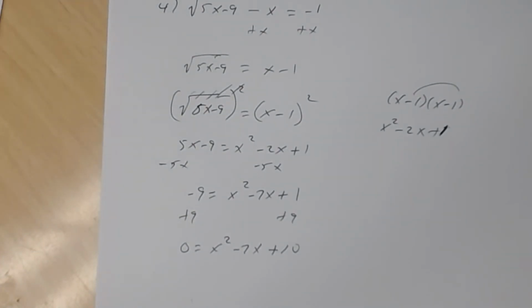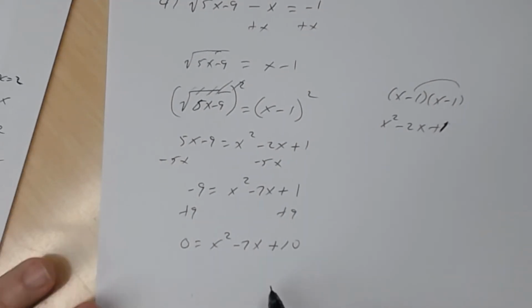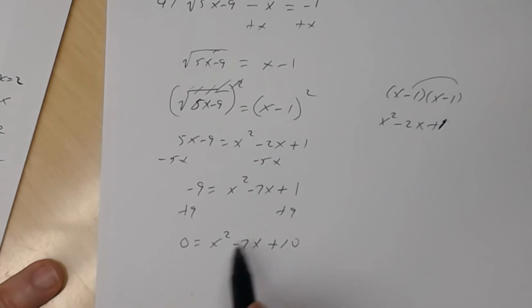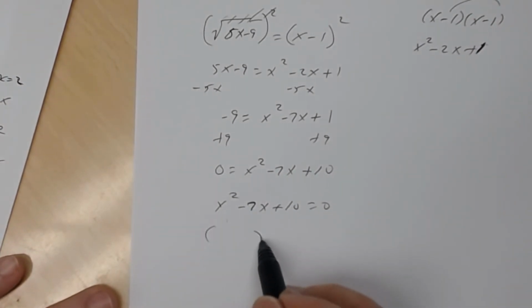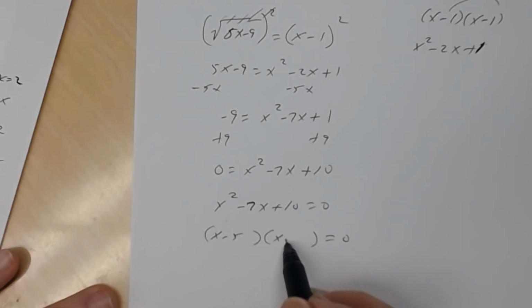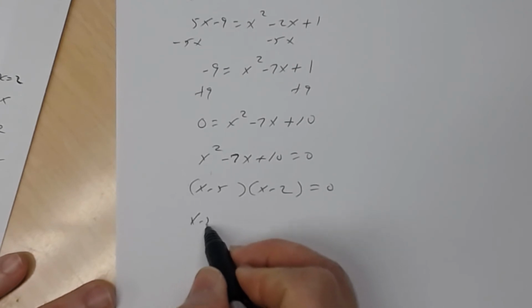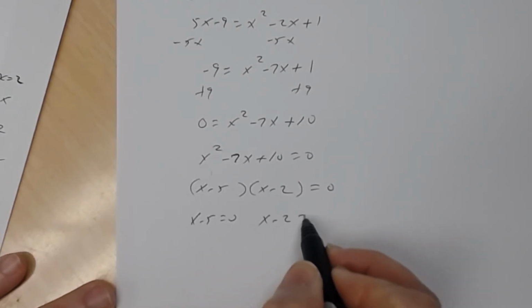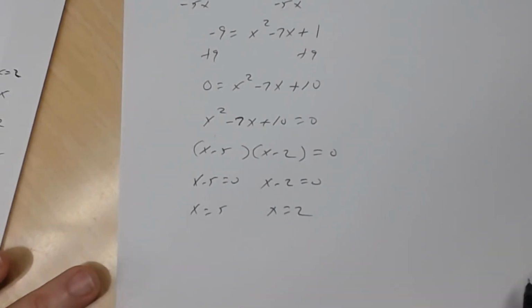I'm just checking to see if it looks like the very first previous problem. Almost, except the middle term. All right, so we get x squared minus 7x plus 10 equals 0. I just transposed both sides. All right, so we're going to factor now. So let's see, x minus 5, x minus 2 will work. And we're going to say each one equal to 0. So x minus 5 equals 0, x minus 2 equals 0. So x is 5 and x is 2.